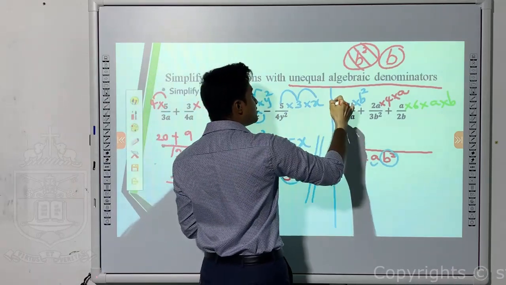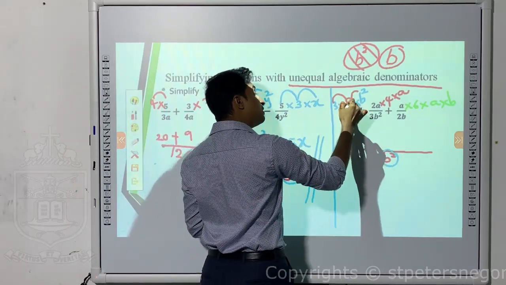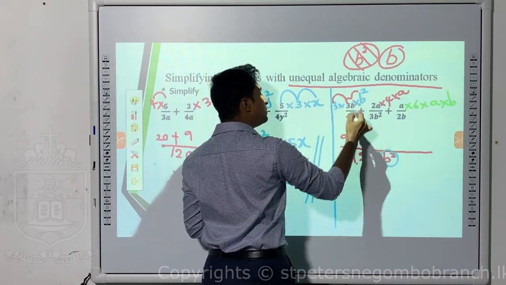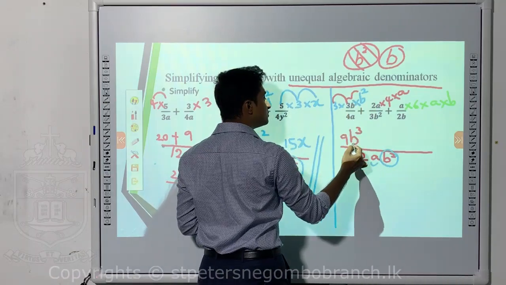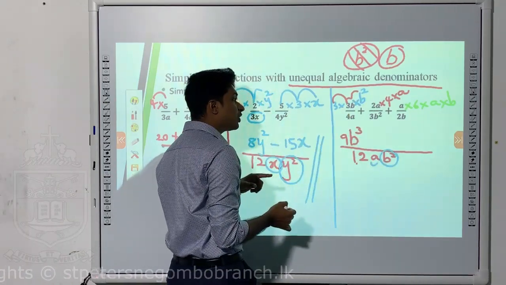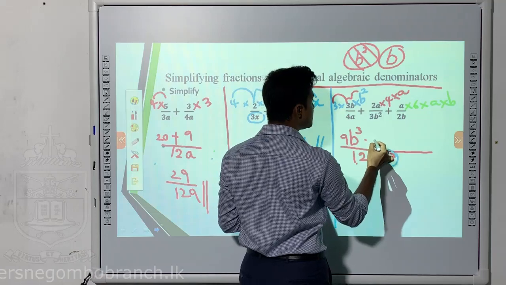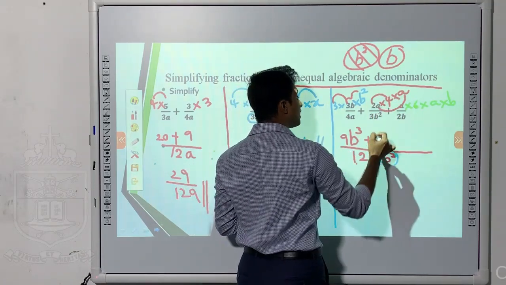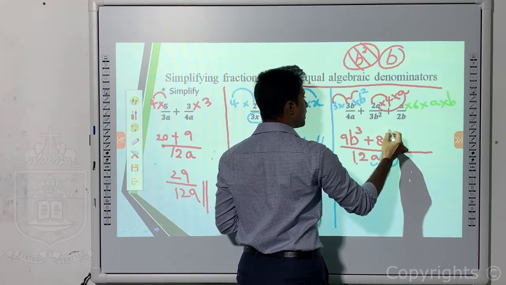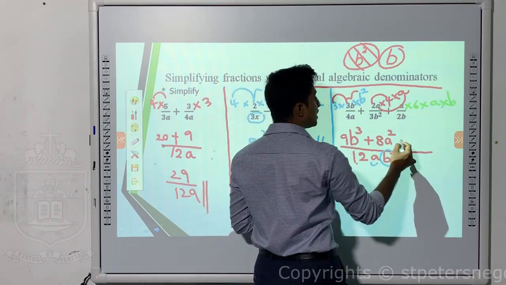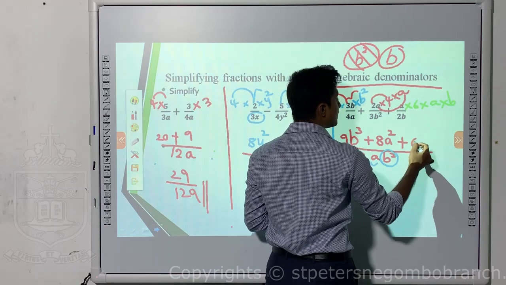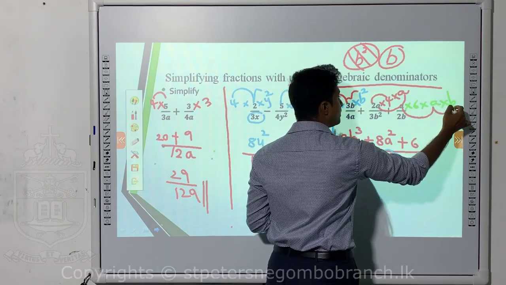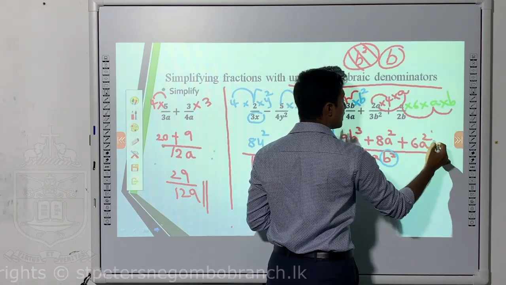Then see, 3 times 3 is 9. 9 times B into B squared is B cubed. There is 1 B and 2 B's, so altogether 3 B's will be formed. Plus 2 times 4 is 8. 8 times A squared is 8A squared. Plus 6. A into A is A squared, into B. That is 6A squared B.